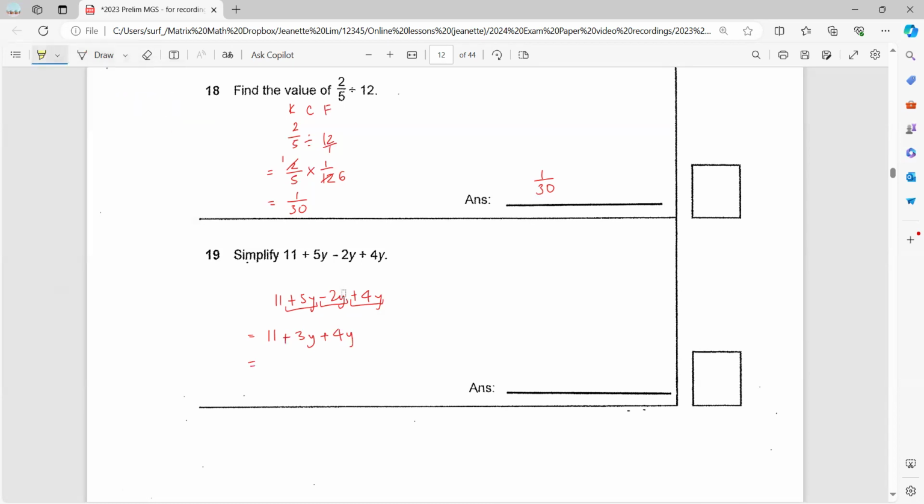So basically, we are doing this one first. And the next line, we are doing this. So 11 plus 7y.